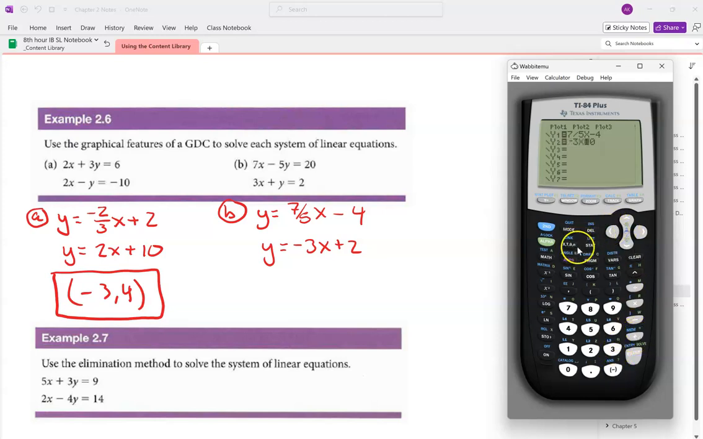Oops, forgot my X. Okay. Same idea. My window's already set, so I just press graph. Second trace, intersect command, enter, enter, enter. And I get, yuck, what the heck is that?